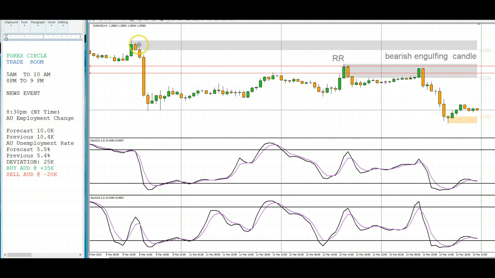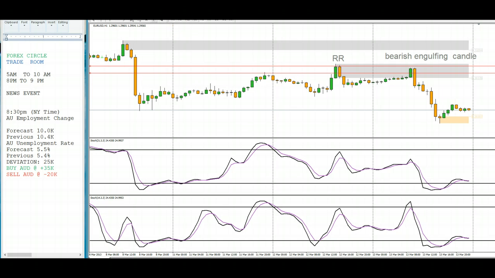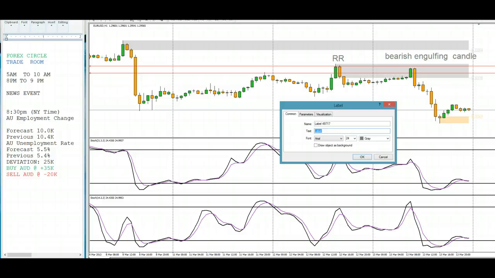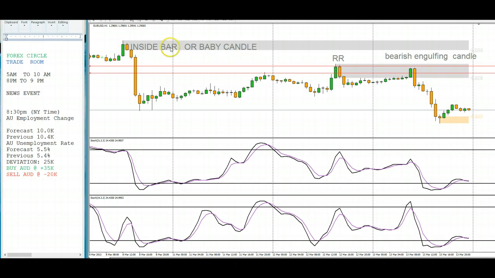Let's look at what is commonly known as the inside bar. Okay, so I'm going to have all of these labels so you can refer to them. Inside bar or baby candle. Now this inside bar occurs when it prints inside the previous candle.